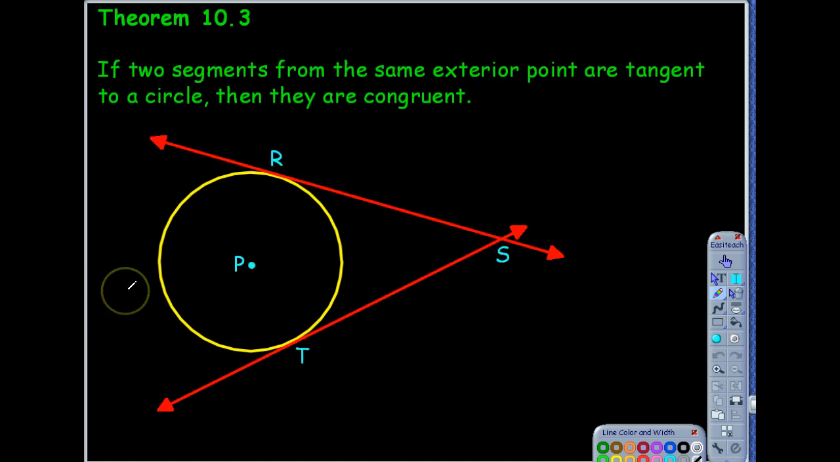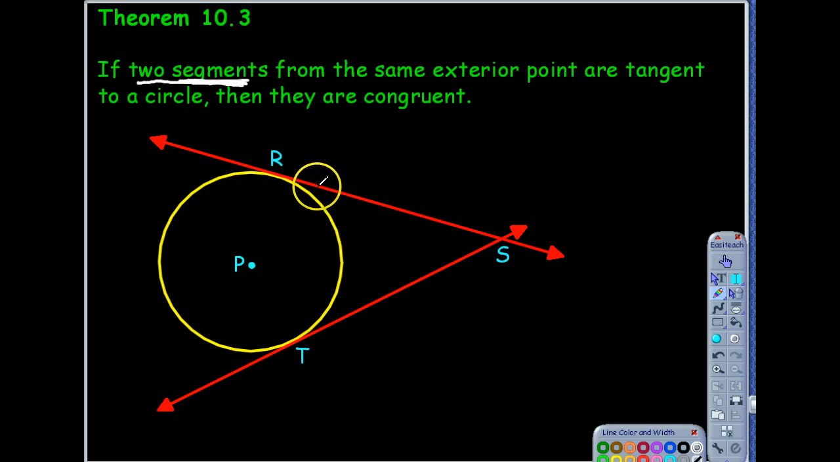All right, here's another theorem. It says if two segments from the same exterior point are tangent to a circle, then they are congruent. Now first of all, in this picture I actually have lines. But remember, segments are part of lines. So what we're really focusing on are the segment parts, because if you're talking about congruent, lines can't be congruent. So what segments am I talking about?